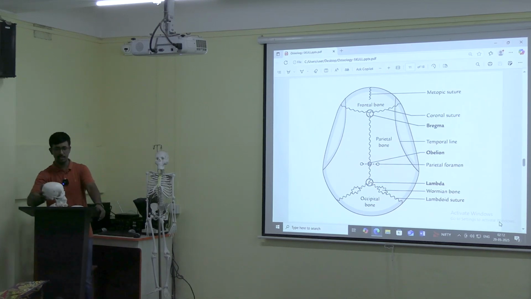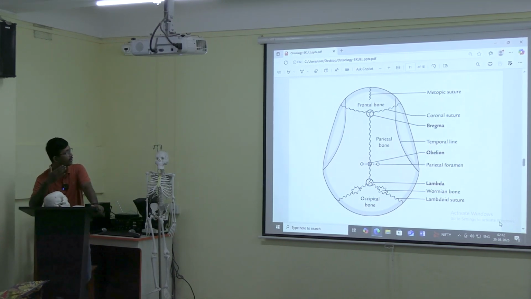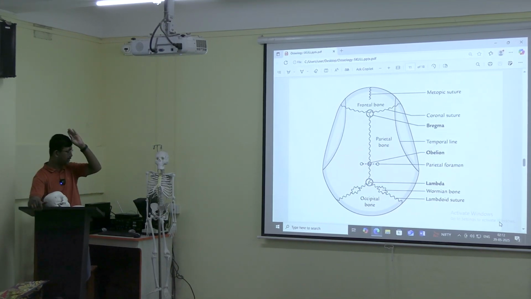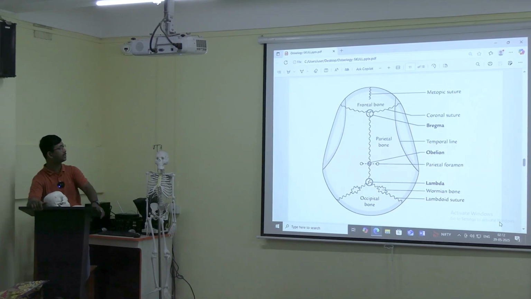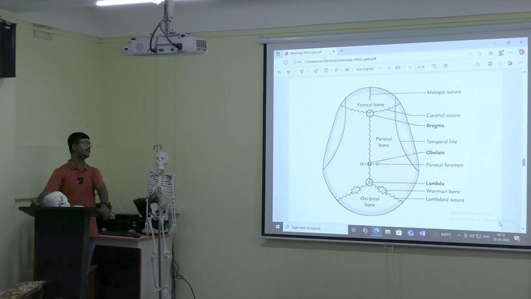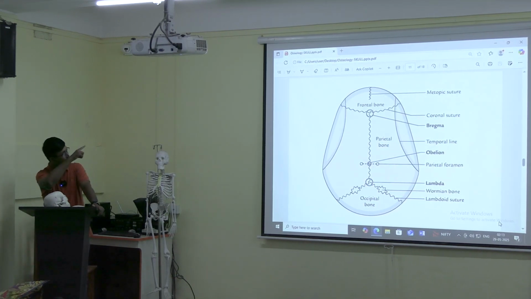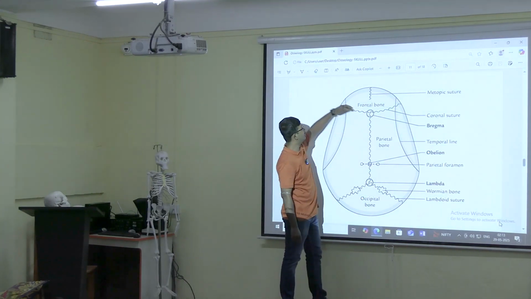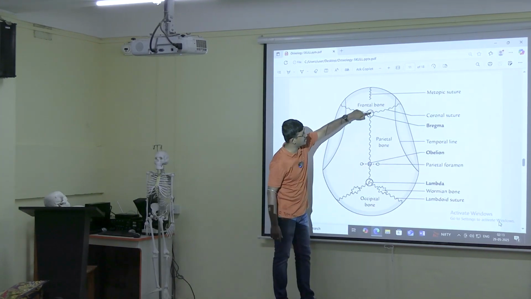As you can see in the norma verticalis, that is the superior view of the skull, on either side are the parietal bones joined by this sagittal suture, and the frontal bone and these two parietal bones are joined together by the coronal suture. So this is the coronal suture, this is the sagittal suture. Now there is one point, that is bregma, present at the junction of your coronal suture and your sagittal suture. So this is your bregma.